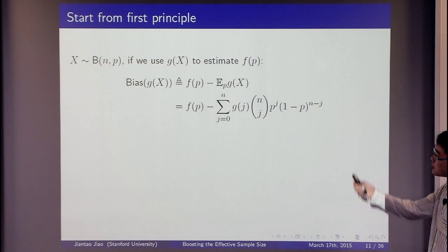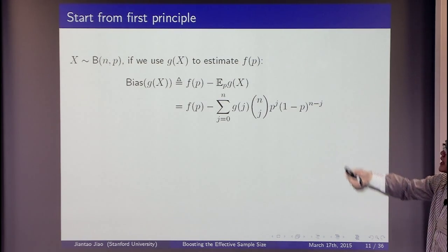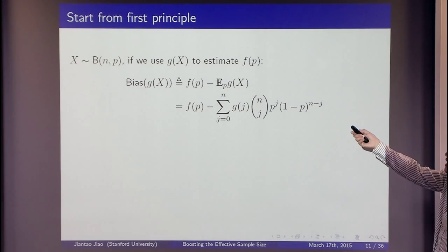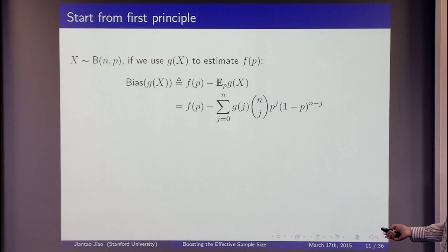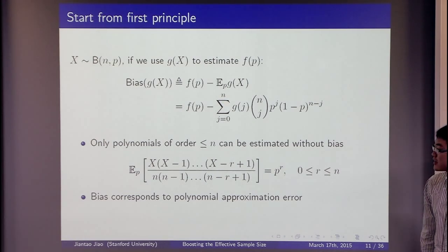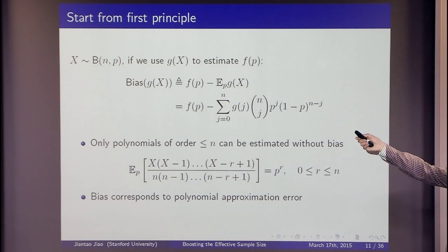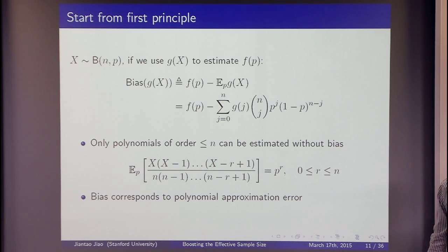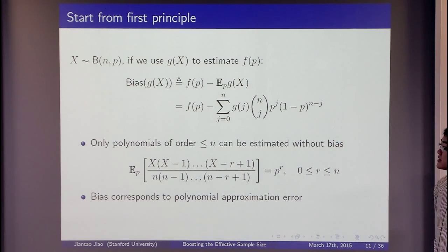Consider the simplest setting. Since we want to reduce bias, what about I write down the expression of bias and see what it looks like? So I take the simplest case, X a binomial random variable, which means S is 2. Suppose I use whatever estimator g(X) to estimate f(p). I write down the bias, which is nothing but this. And we found that suddenly we can draw two conclusions. The one conclusion is that only polynomials with order no more than n can be estimated without bias. Because zero bias just means this bias is 0 for all p, but that immediately implies f(p) equals that expression, which is a polynomial with order no more than n. Second, the bias actually corresponds to a polynomial approximation error, which means that if you want to reduce bias, it suffices to design the polynomial g such that it approximates f(p) really well.